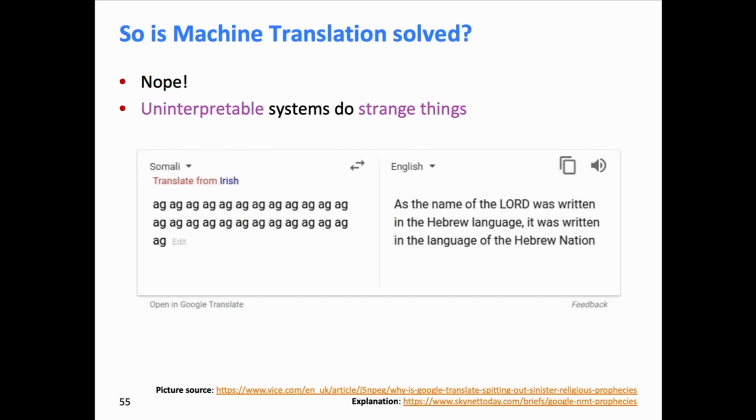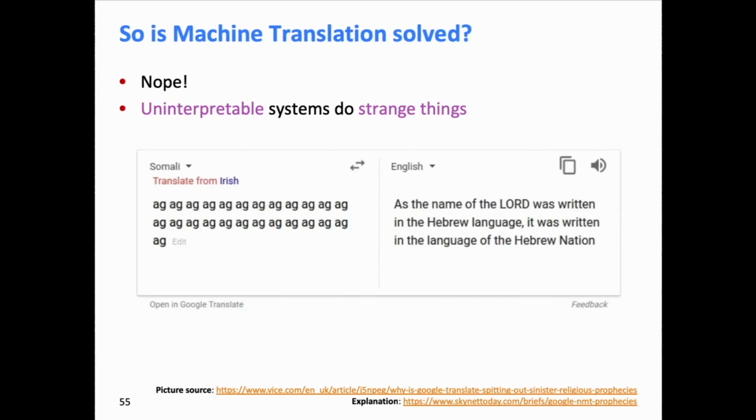Here's another pretty weird example. What is happening here? On the left, we have a nonsense sentence that's just kind of a syllable repeated, and we're supposedly translating from Somali. And then we're asking to translate this into English, and then we're getting this out of nowhere. As the name of the Lord was written in the Hebrew language, it was written in the language of the Hebrew nation. And you might be thinking, where on earth did that come from? And in fact, this got reported in the media as, Google Translate wants to convert you to its religion or whatever. So for sure, it is very startling.